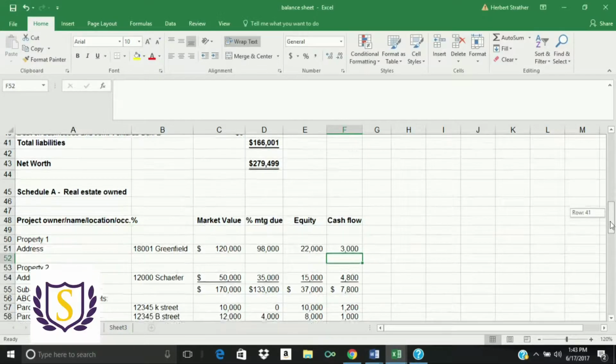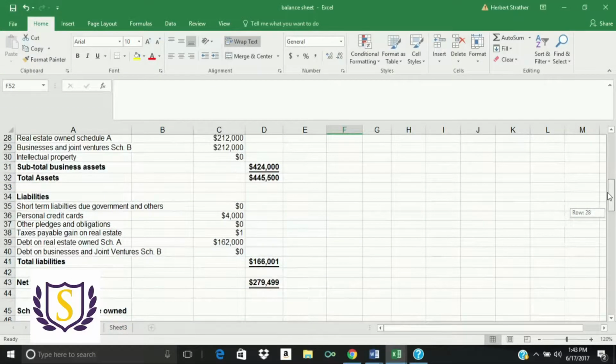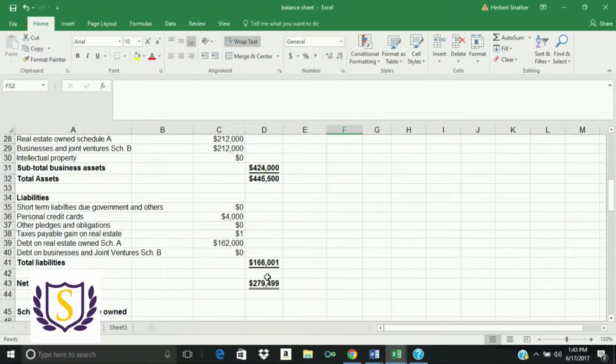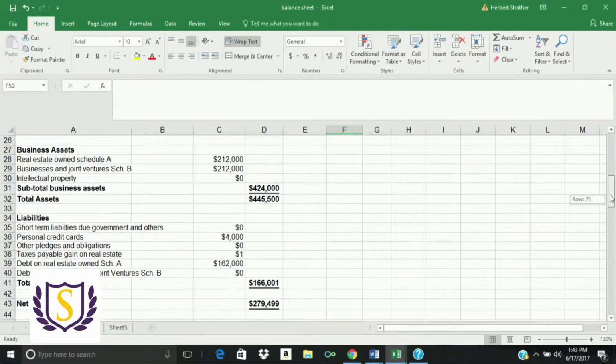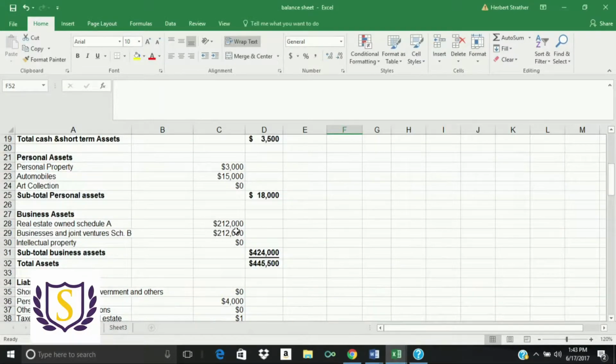Okay, so what do we have here? We have a net value here of $279,000. The debts on the real estate is in there. Your debt on your business is none because you have no business assets at this moment. But you do own some real estate. Oh boy, business assets, you have no business assets. I'm sorry. We got to straighten that out a little bit.